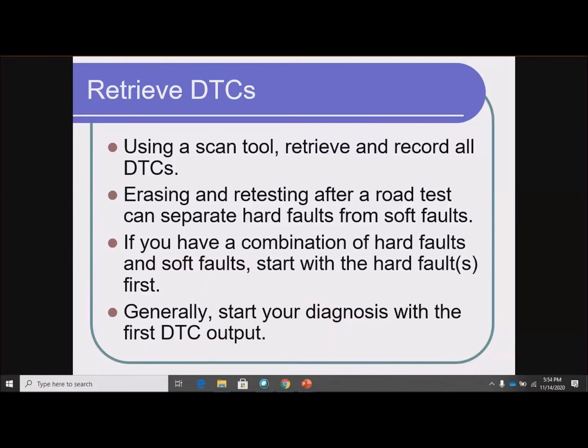Or you're going to find there is no code whatsoever. And it's absolutely possible you have a drivability symptom without any kind of a code. So no-code diagnosis is something you have to be able to do too. So what do we do? We use a scan tool, retrieve and record all diagnostic trouble codes.